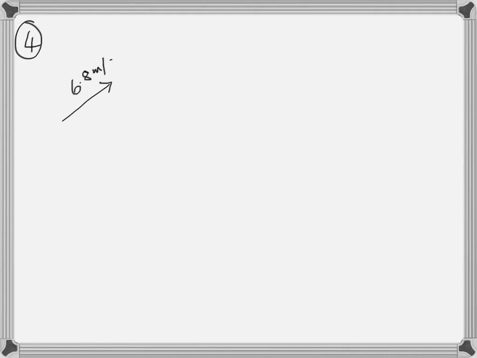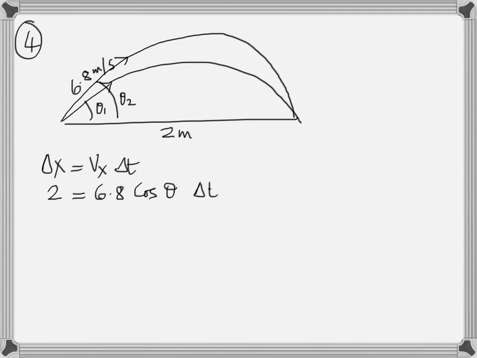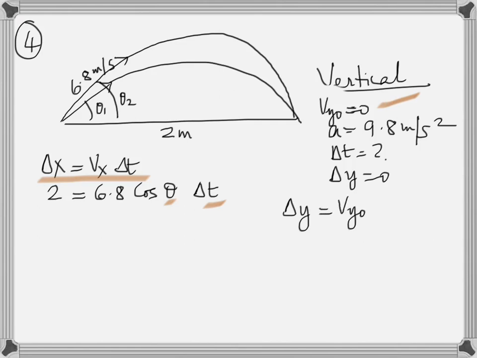And question 4, the velocity is 6.8 and the horizontal displacement is given, and you have to find the angle. In fact, the two angles. Now, since the horizontal component is a constant, that's the only equation you can use. And the horizontal component is 6.8 cos theta delta t. And looking at the vertical, the initial velocity is 6.8 sine theta. A is negative 9.8. Delta t is to be found, and delta y is 0 because it lands back on the same horizontal level.